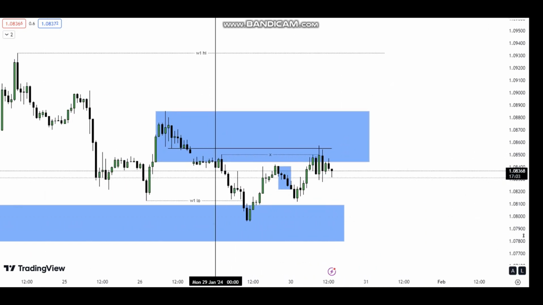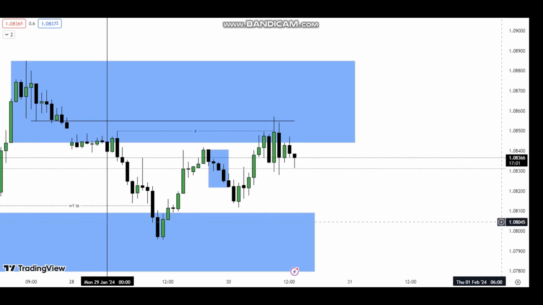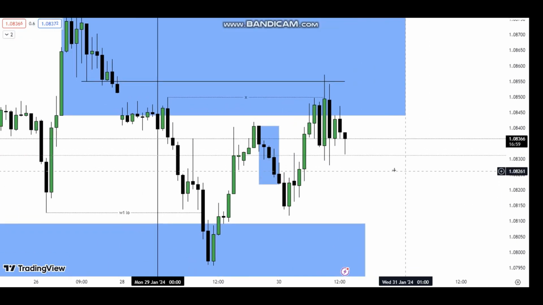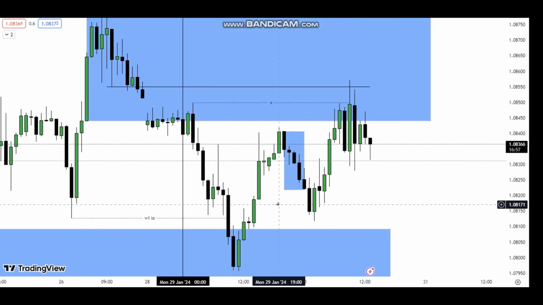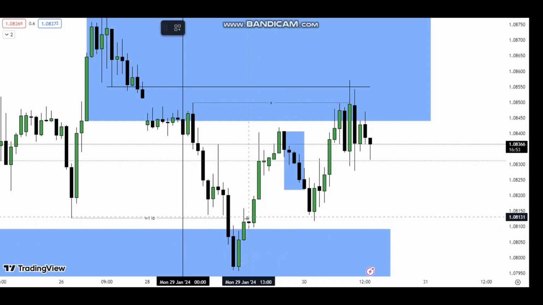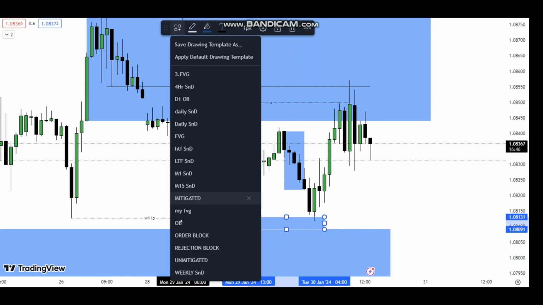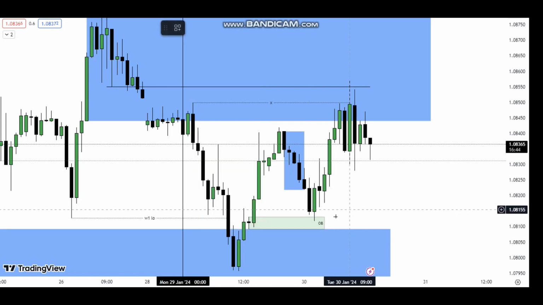Today was a beautiful, beautiful textbook setup, which is creating the London low of the day. The first thing I want to let you know is that we created a rejection of this order block right here. This little black candle right here is called an order block. Okay, this OB right here, 1 hour OB, 1 hour order block.